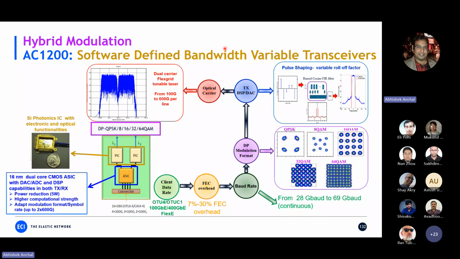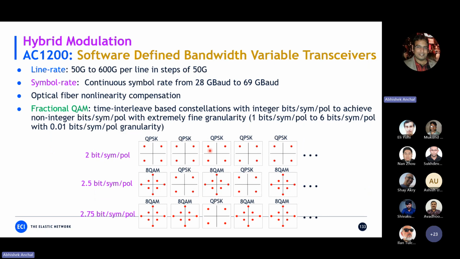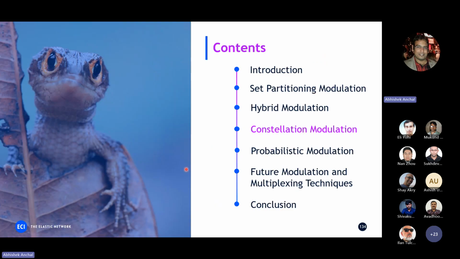And Acacia 1200 is the same. It's just a block diagram. They do provide the same. They can move from lower to higher baud rate, for example 28 to 69 baud rate, according to the modulation format they choose, higher order modulation as well as hybrid modulation. Here, for example, you can see it's 2 bits per symbol. They can generate 2.5 bits per symbol, depending upon the combination they use with QPSK. They can go for 2.75 bits per symbol, again with a different combination. And you have the option to choose through the software what you want to define. Okay, that's the hybrid modulation.